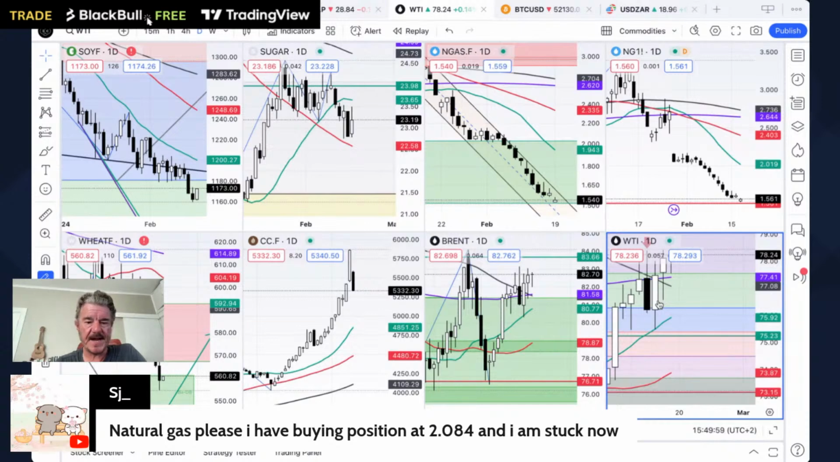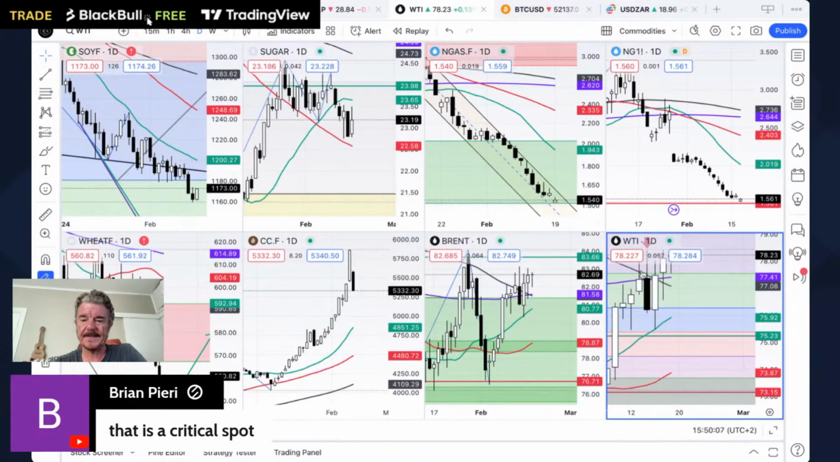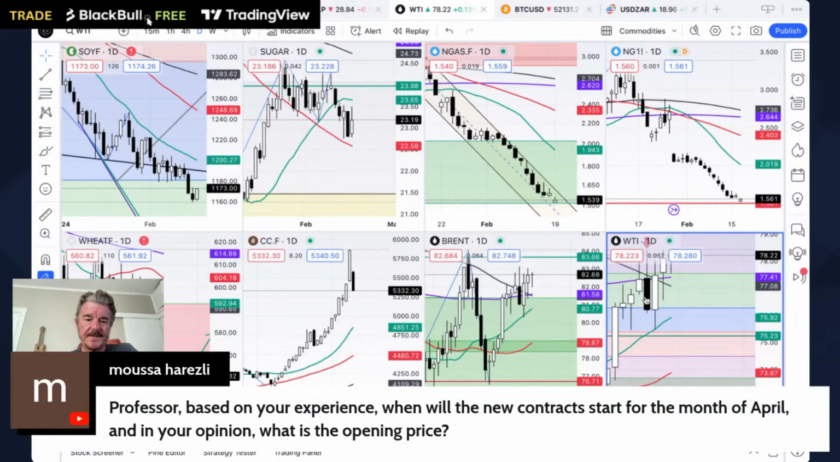NatGas, please. I have a buying position at 2.04, 2.084, and I'm stuck. Okay. Yeah. So we've talked about natural gas. We're going to have to see how natural gas works out. Look, I understand that there's a terrible feeling amongst natural gas retail traders that the world has come to an end, that a lot of people have lost money, and it happens every time. And I do feel empathy and sympathy for those of you who are trading natural gas and have been buying at $2.50 and $2.70. I get emails every day, all day.